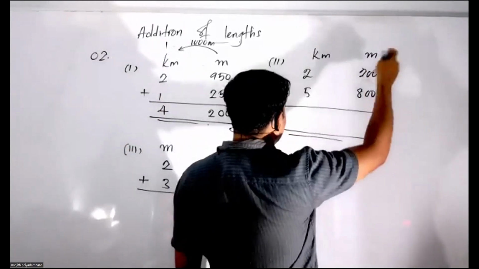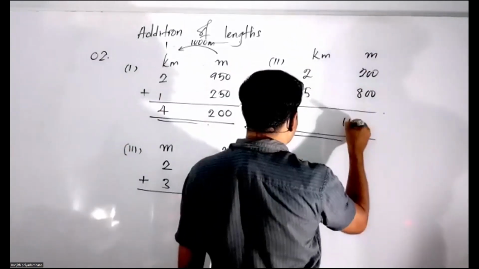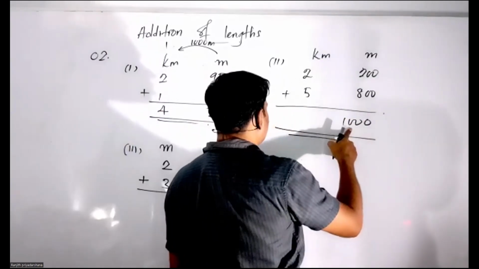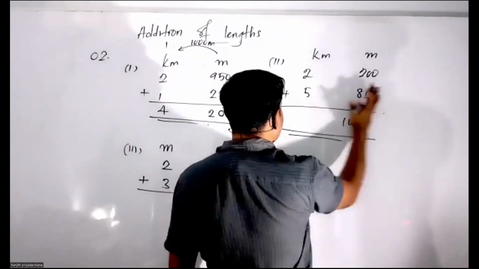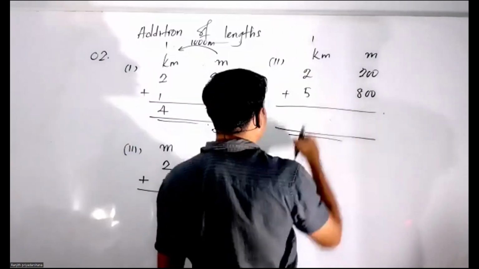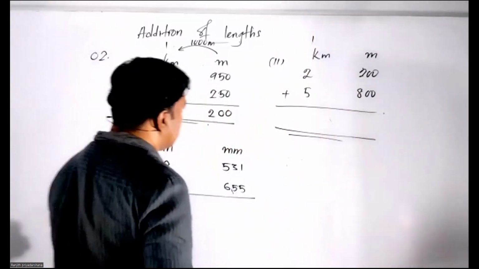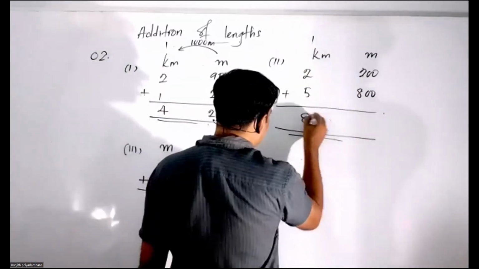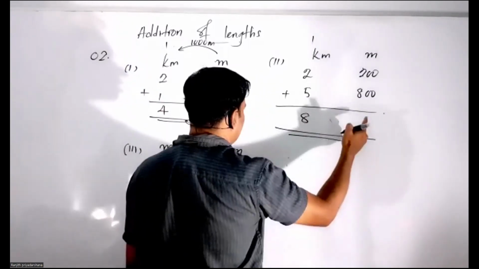Yes, 800 and 200, that's 1000. But you can put that 1000 meters equals 1 kilometer. You take that 1 kilometer here, right? 2 plus 1 is 3. 3 plus 5 is 8. 8 kilometer. Here value is 0.